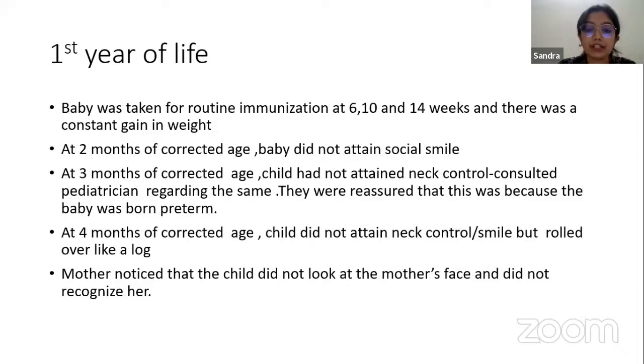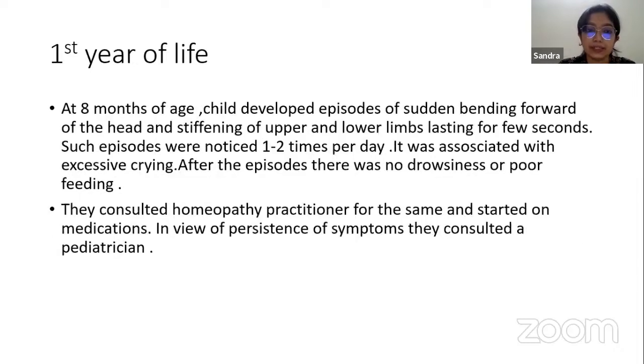At 4 months of corrected age, the child did not attain neck control or smile, but rolled over like a log. Mother noticed that the child did not look at the mother's face and did not recognize her. At 8 months of age, the child developed episodes of sudden bending forward of the head with stiffening of upper and lower limbs lasting a few seconds. Such episodes were noticed 1 to 2 times per day, associated with excessive crying. After the episodes, there was no drowsiness or poor feeding.